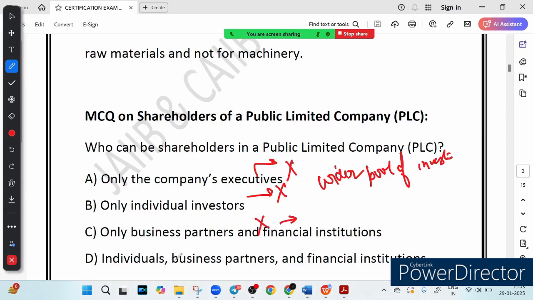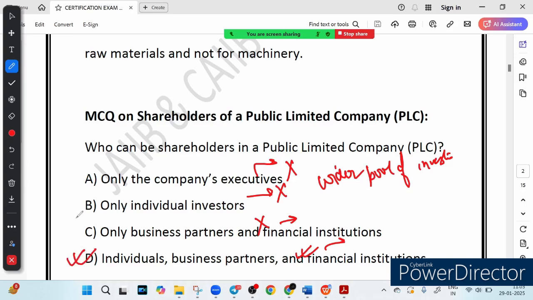And option D says individuals, business partners and financial institutions. This is the correct answer. You know that a public limited company can issue shares to a variety of stakeholders, including individuals like you and me, business partners and financial institutions like banks. Think of a company like Reliance Industries. Its shares are bought by individual investors, mutual funds and other businesses. So the correct answer is option number D, right?